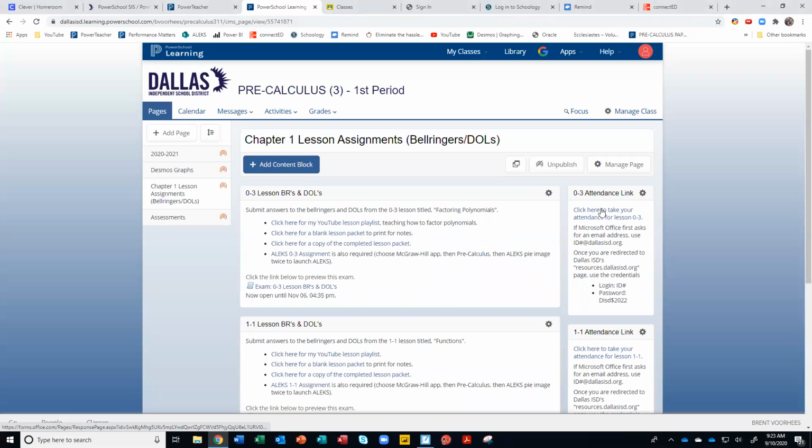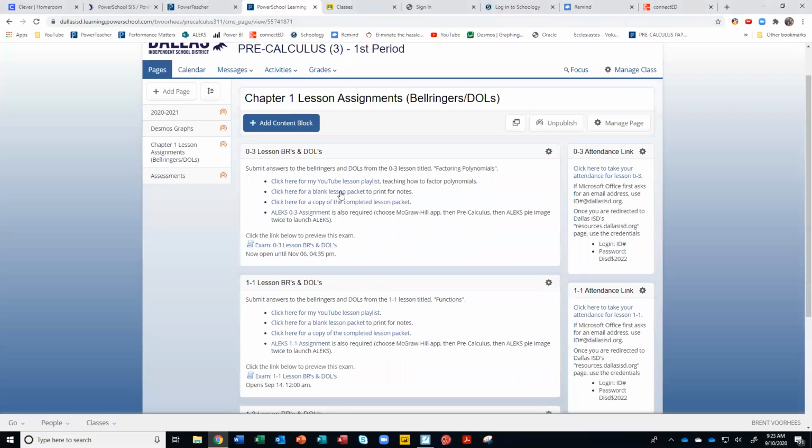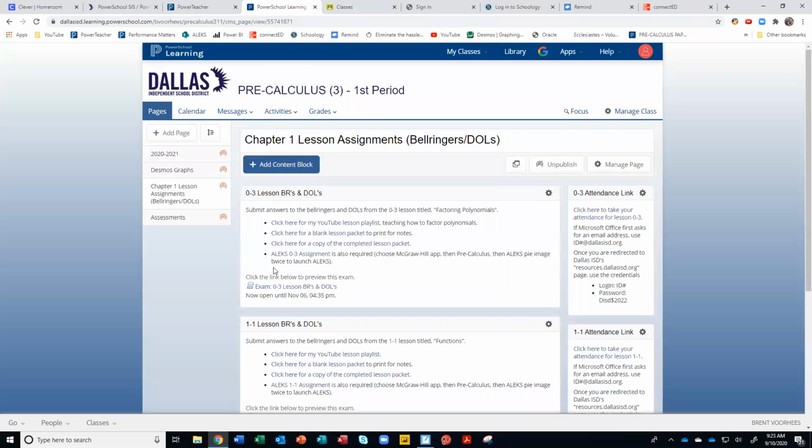Don't forget about your attendance. So each lesson cycle, I'm going to put everything you need in one block here across. So you have your attendance, and there's your lesson. This would be for next class, but for today, you're focusing here. Just to make sure everybody's clear, you're going to have to do the bell ringer and DOL quiz here, and then an Alex assignment.